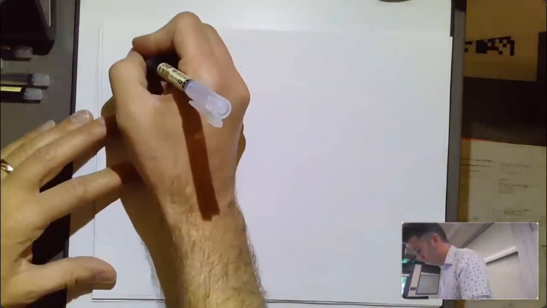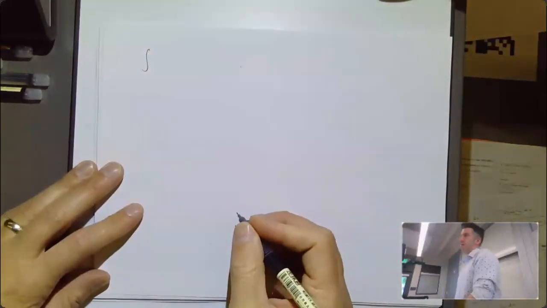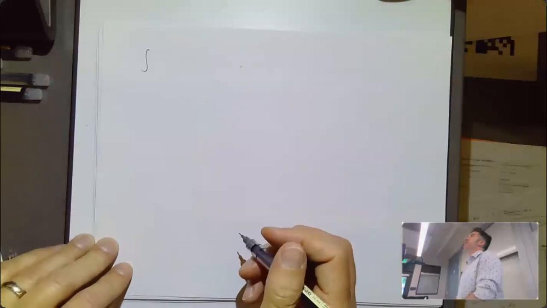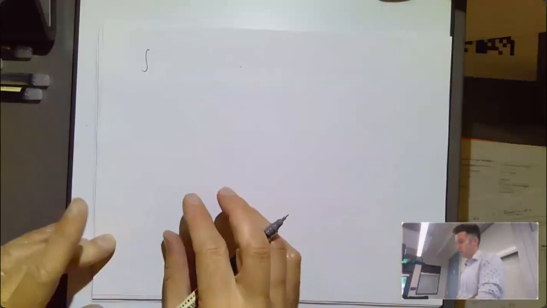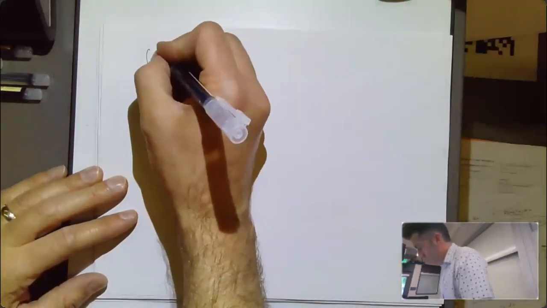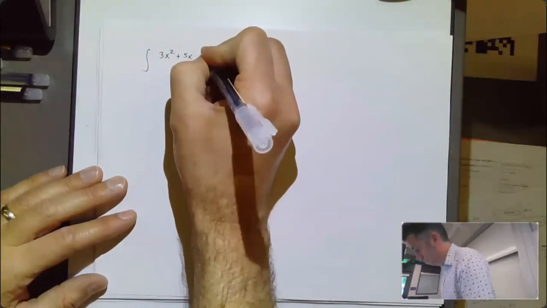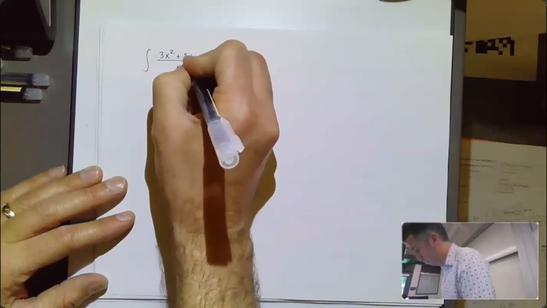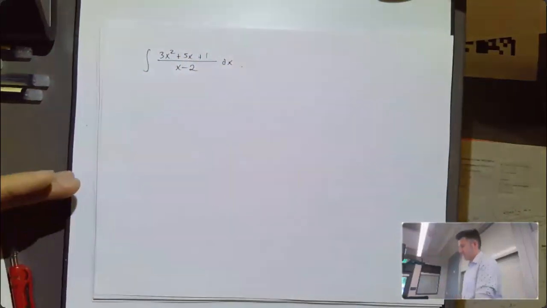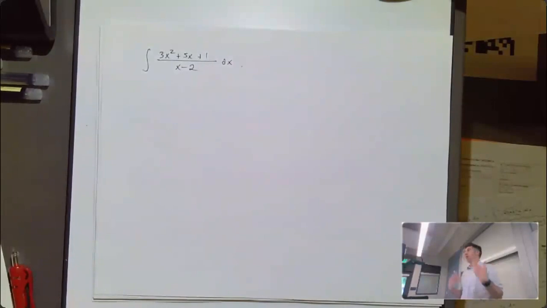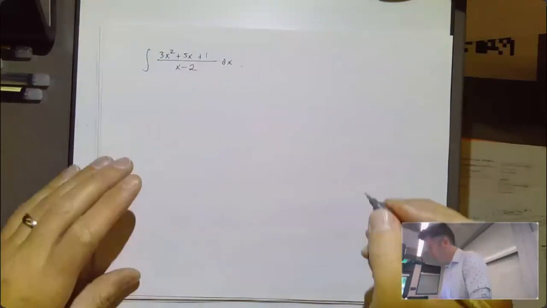I want you all to try this one. Try the integral of 3x squared plus 5x plus 1 divided by x minus 2. And we'll tell you right from the get-go, you want to do polynomial division. There isn't something else to do. So start with this.